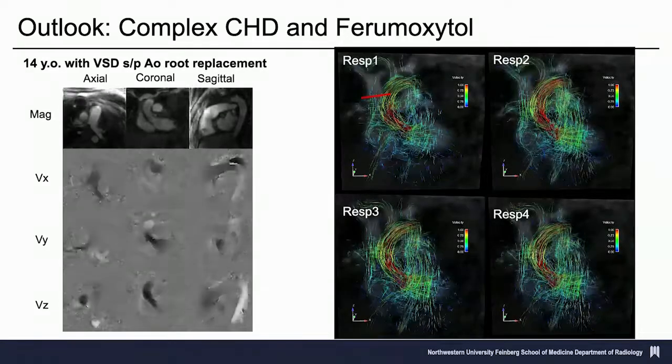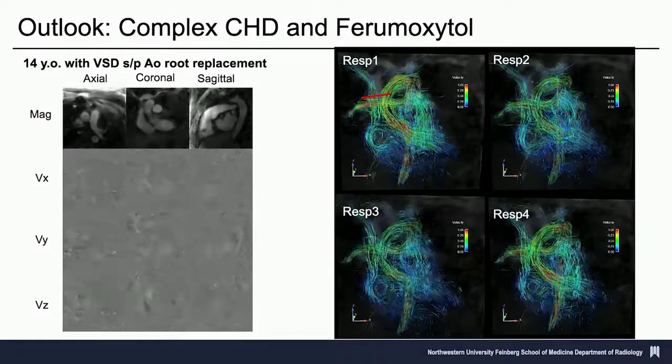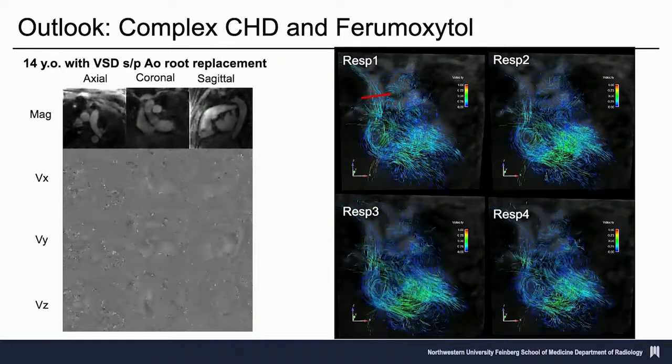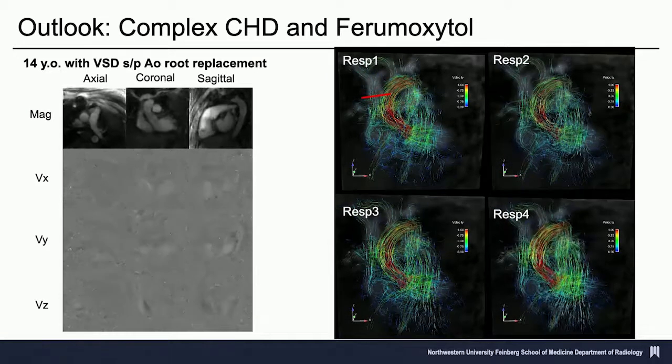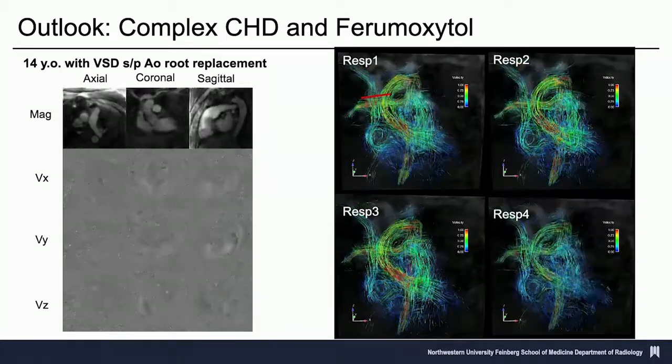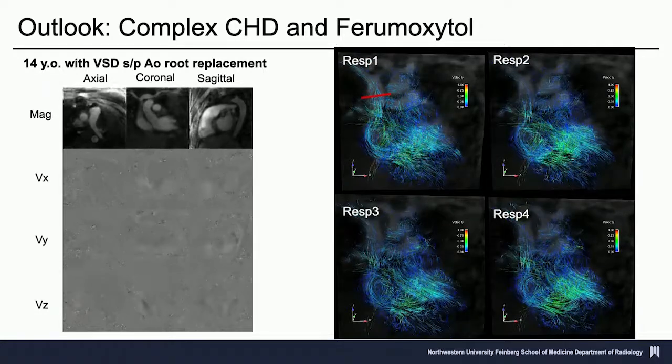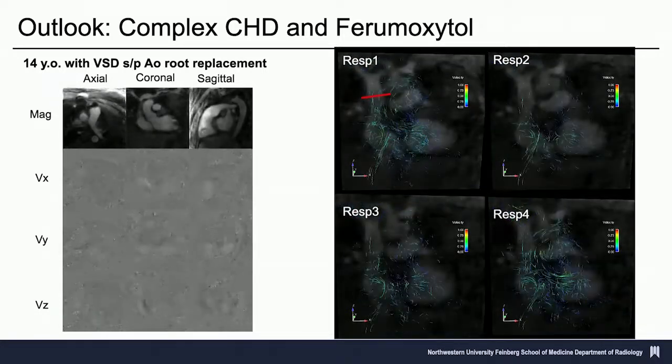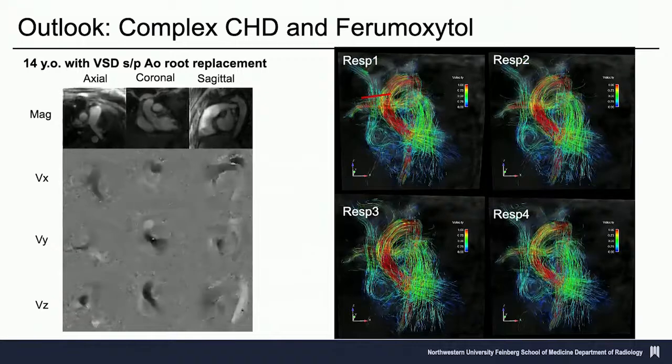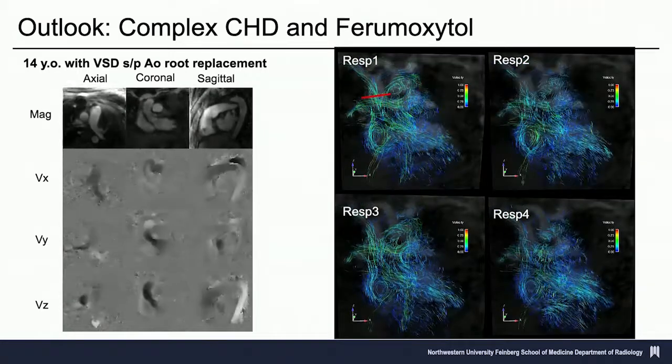And so finally, here's an example of one of the pediatric patients that we scanned with Ferumoxytol. And so you can see that with Ferumoxytol, this is actually one of the less nice data sets, I think, visually, but you can see improved blood tissue contrast compared to the gadolinium contrast that was used for our patients.